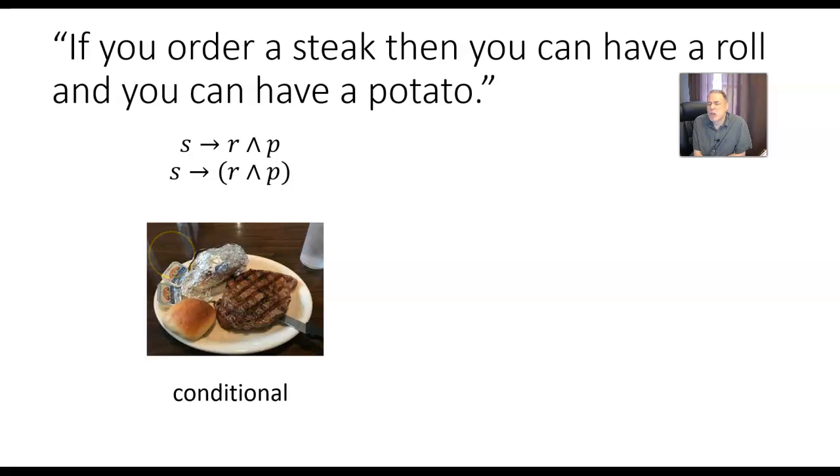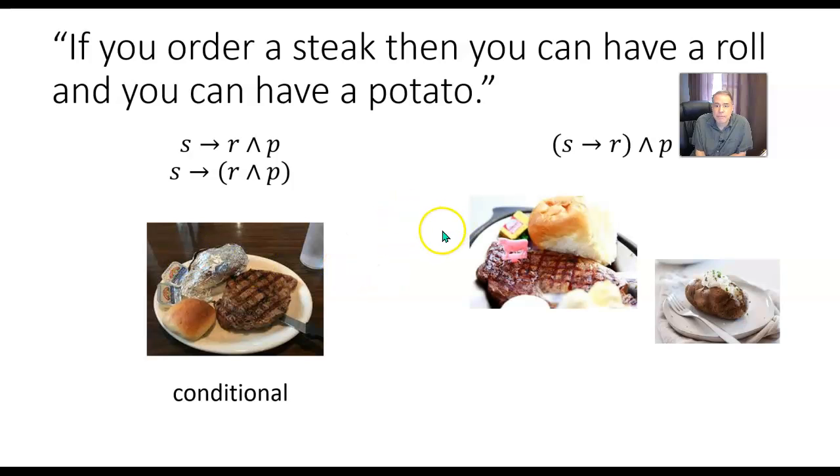But I could also mean that if you order a steak, then you can have a roll, and also no matter what, you can have a potato, whether you ordered a steak or not. That is, if you order a steak, then you can have a roll, and no matter what, you can have a potato. So if you look at it that way, the whole statement is a conjunction. It's saying that two things are true. One of those two things is the conditional. If you order a steak, then you can have a roll. And the other of those two things is the simple statement that you can have a potato.